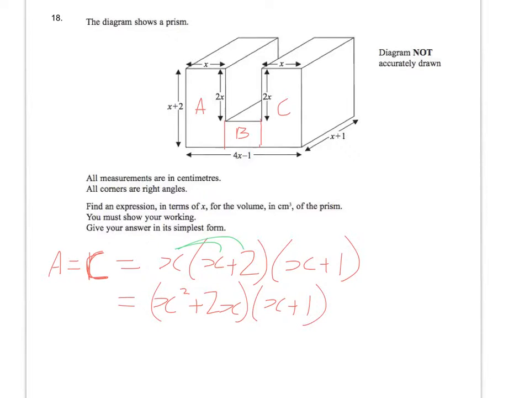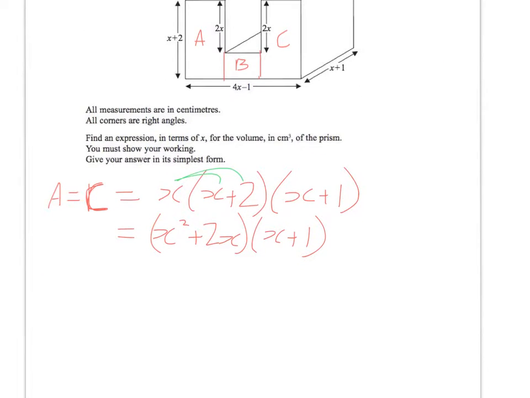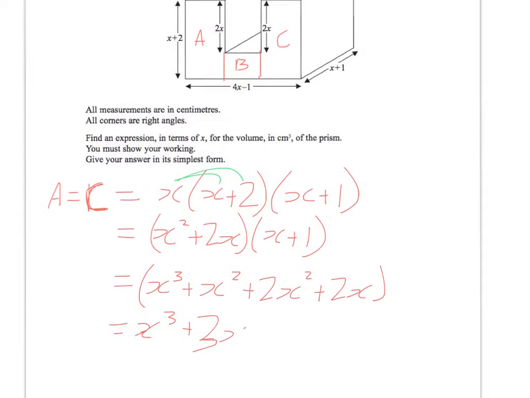Now I'm going to have to do my 4 multiplications here on this sort of quadratic or double bracket. So x squared times x is x cubed, x squared times 1, that's x squared. 2x times x would be 2x squared. 2x times 1 would be 2x. Don't know why I wrote that bracket, but I've opened it, so I'm going to have to close it, otherwise it will drive me mad. So, simplifying that down, x cubed plus 3x squared, haven't we? Plus 2x.